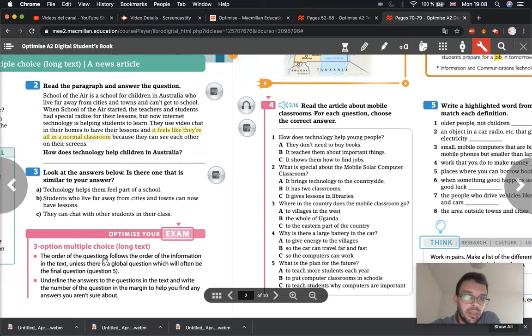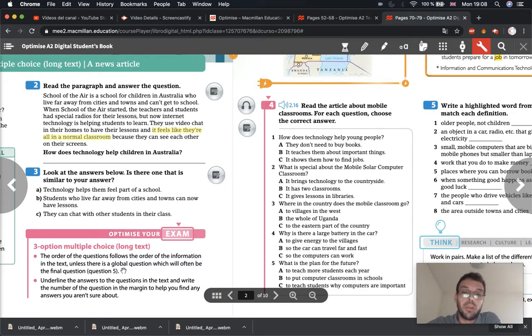It says, the order of the questions follows the order of the information in the text, unless there is a global question, which will often be the final question. Now, when it says a global question, that means it's not asking about one specific part of the text. It's asking about the text as a whole. Maybe how does the writer feel, or what is the writer trying to do? So it's a global thing.